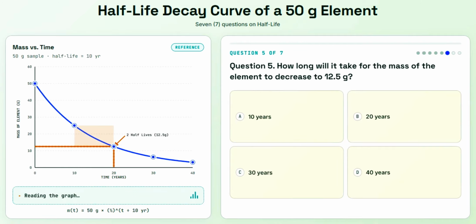Question 5. How long will it take for the mass of the element to decrease to 12.5 grams? 12.5 grams is exactly 1/4 of our initial 50-gram sample, meaning the element must undergo 2 consecutive halving cycles. Since each cycle takes 10 years, 2 cycles require a total of 20 years. That corresponds to option B.